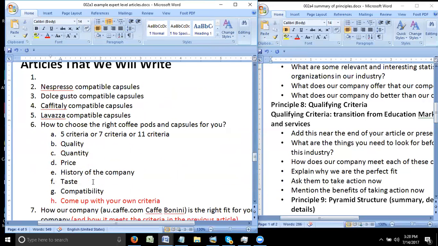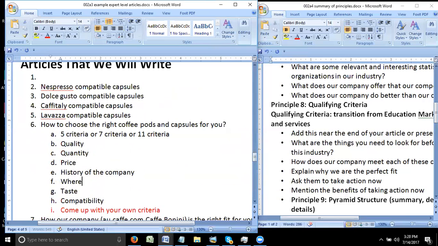So here's an outline: how to choose the right coffee pods and capsules for you. I'm just going to quickly answer that. First, you look at the quality of the coffee beans. Is the quality very good? Is the taste very good? Is it a reasonable quantity for the price? And what's the history of the company? Does it come from Italy? Does it come from whatever country? So that might be another criteria. Where does it come from?